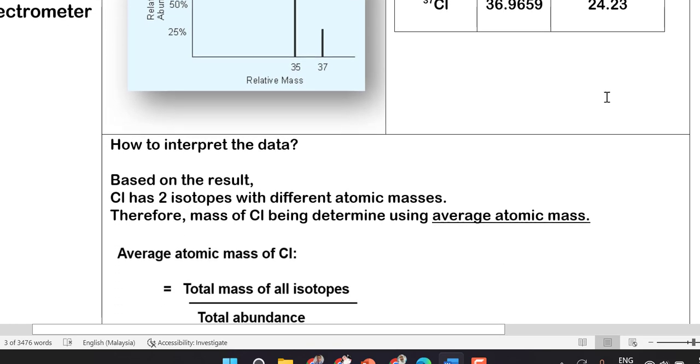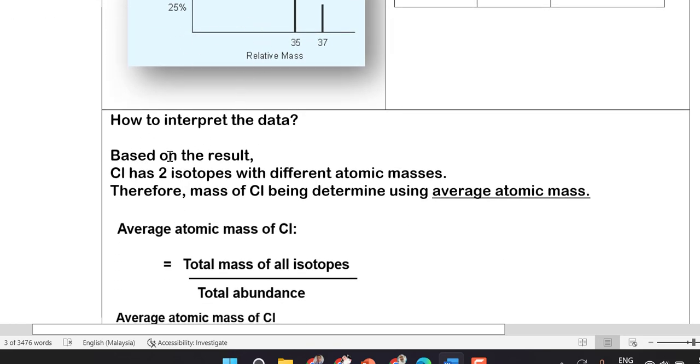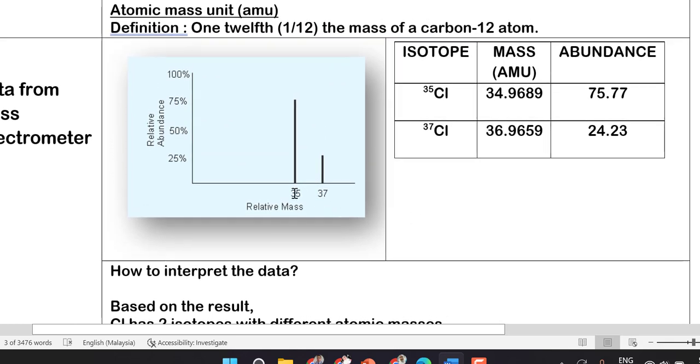Okay, so based on the data, we can conclude that chlorine has two isotopes with different atomic masses. Therefore, how are we going to tell the mass of chlorine? Macam mana kita nak cakap mass of chlorine ni, sebab chlorine ada dua mass yang berbeza. So therefore, the mass of chlorine is determined using average atomic mass. Okay, so kita akan cari average lah, sebab kita tahu sekarang chlorine ada two different masses, with respect to the abundances. So we need to find the average atomic mass.